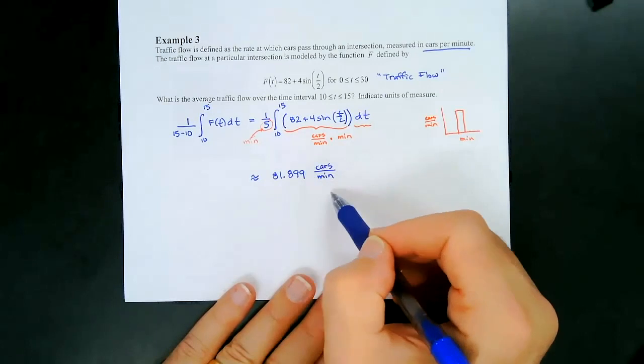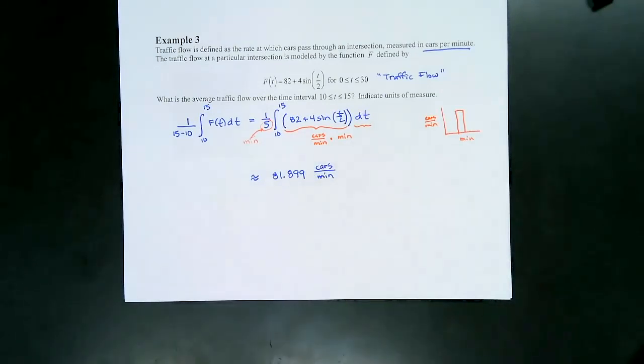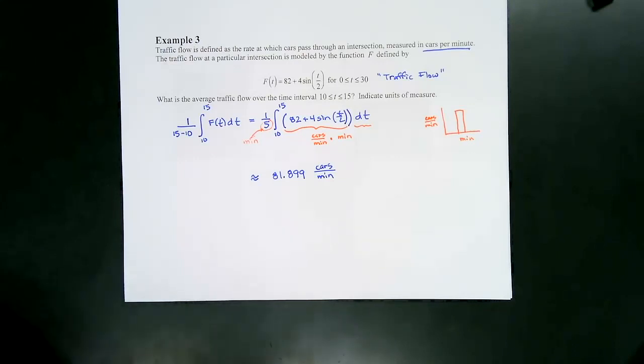Or cars per minute, like what we have right here. So I just wanted to go into a detailed understanding of what the units on this are. By the way, this was an old AP exam question from many years ago, and you were able to use your calculator on it. This is one of those problems. I have just a little bit more to go over with you guys.